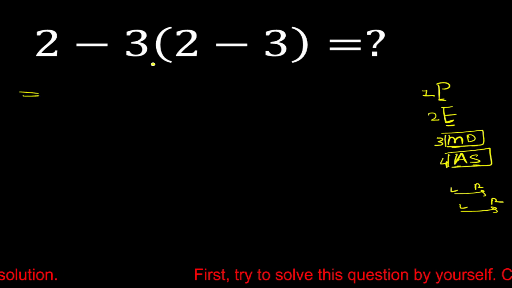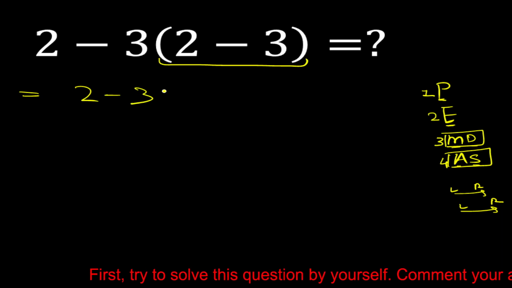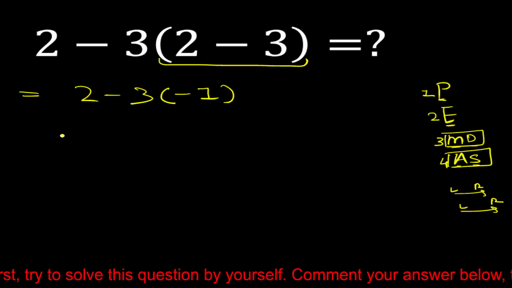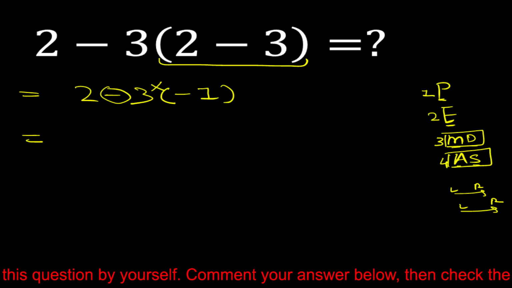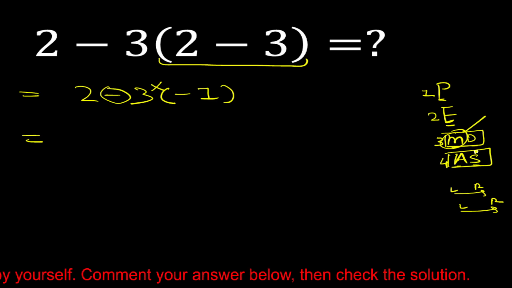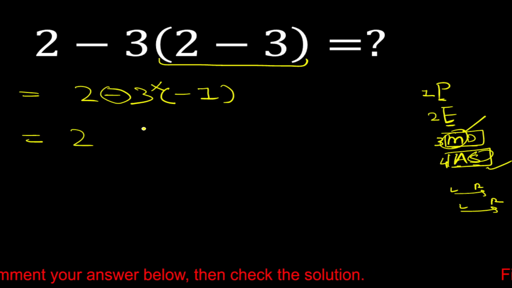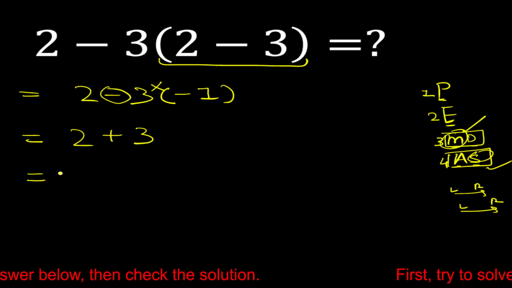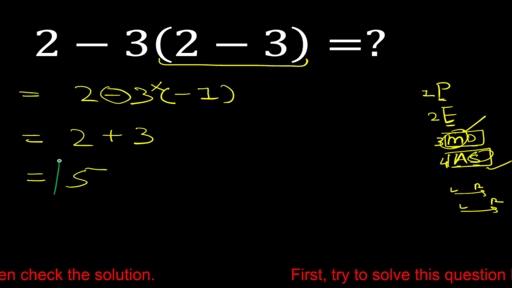So in this problem, first we have to solve this parenthesis. So 2 minus 3. Now solve this parenthesis. 2 minus 3 is equal to minus 1. Now here is subtraction and here is multiplication. According to the PEMDAS, first priority is multiplication, then we have to solve this subtraction. So 2, now minus 3 multiply minus 1 is equal to plus 3. So it is equal to 2 plus 3 is equal to 5. So the correct answer is 5.